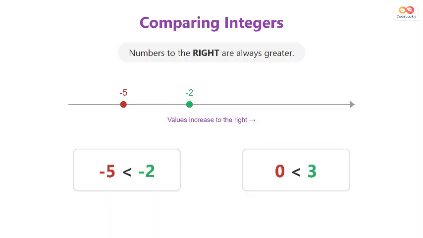When comparing two integers, remember this simple rule. Numbers to the right on the number line are always greater. For example, -2 is to the right of -5, so -2 is actually the larger number. And any positive number is always greater than any negative number.